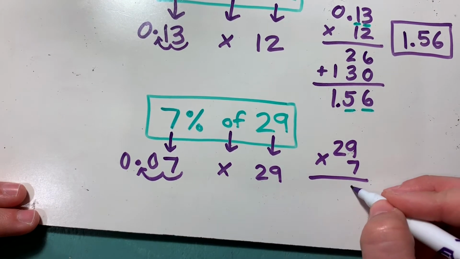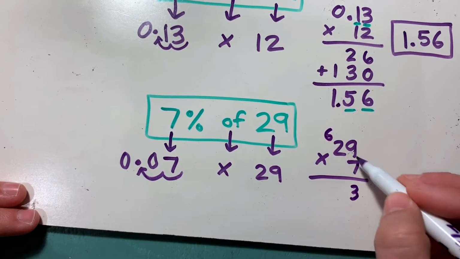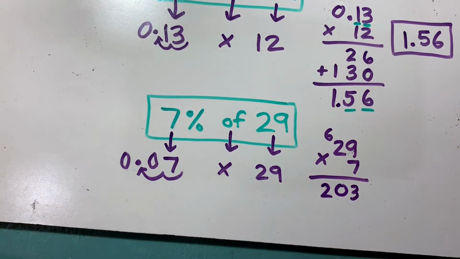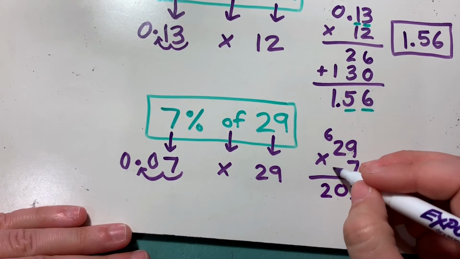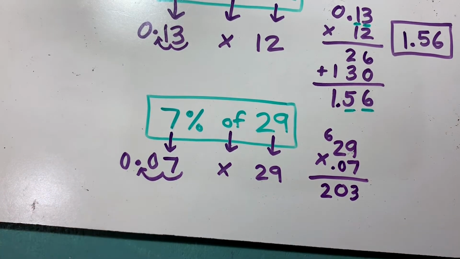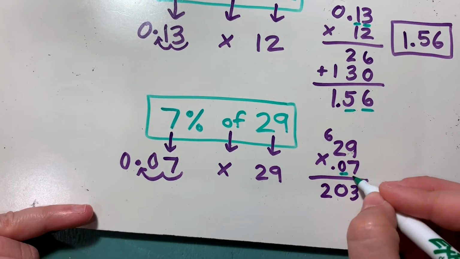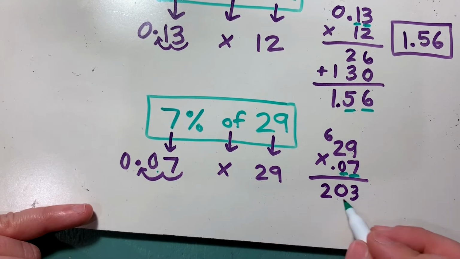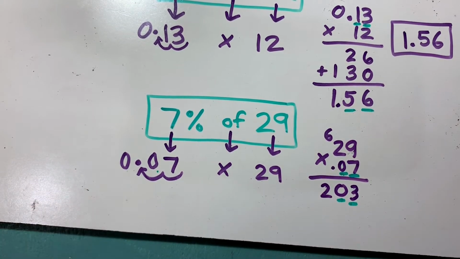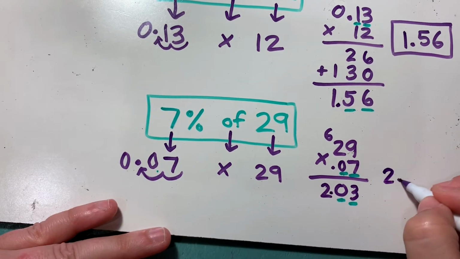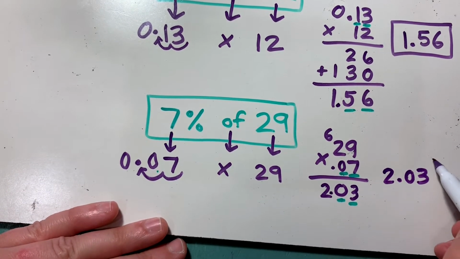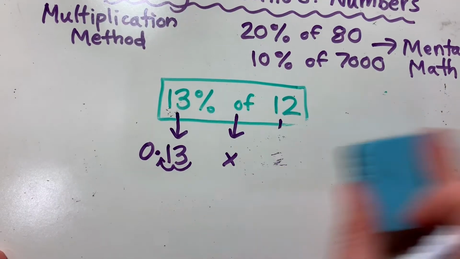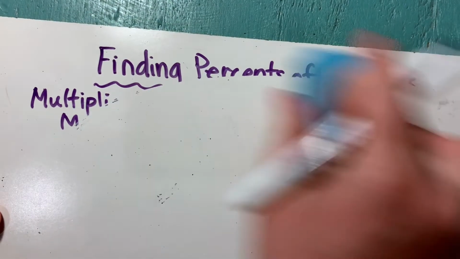9 times 7 is 63. 7 times 2 is 14, and 14 plus 6 is 20. Okay, so now where does my decimal go? You can add in this part at the end because you know that this is what your percent is as a decimal. So 1, 2 places behind my decimal. Ta-da! 2 and 3/100ths is my answer. Okay, let's just wipe it all.